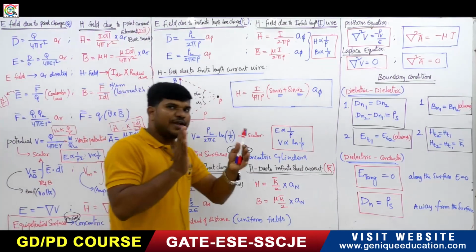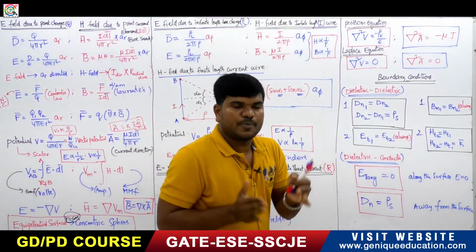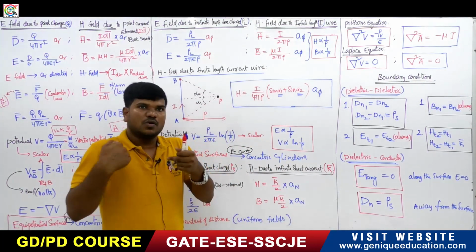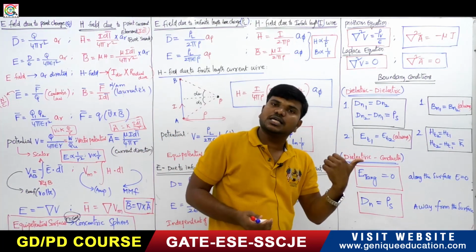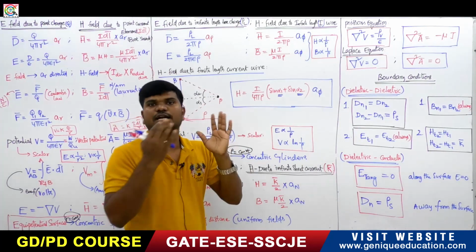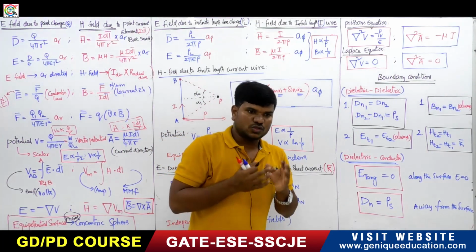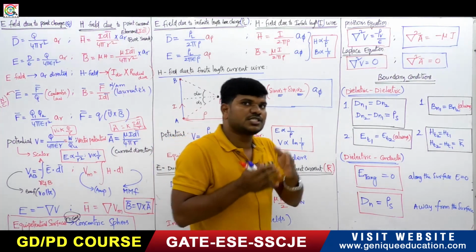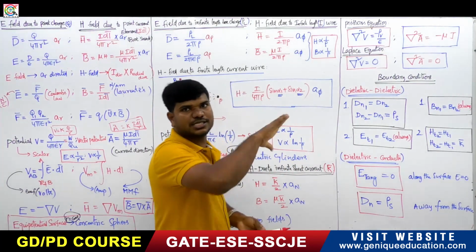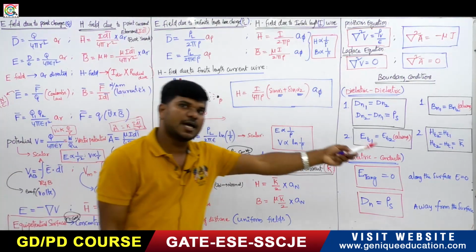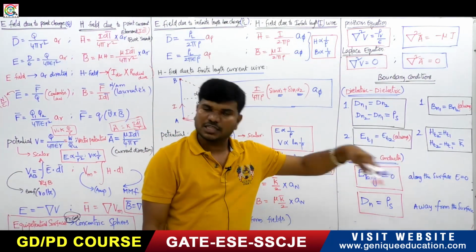Why are we using boundary conditions? Suppose you know the field in one medium and you want to calculate the field in the other medium. Then we definitely have to use the boundary conditions. The fields must satisfy the boundary conditions, and only then can we happily use them to find the fields in the other medium.